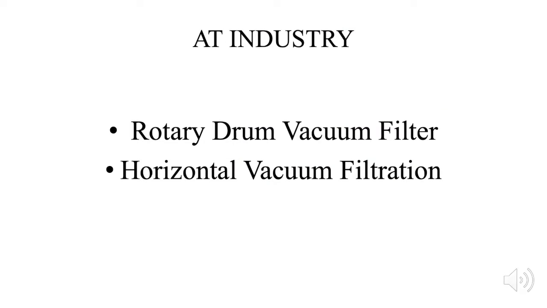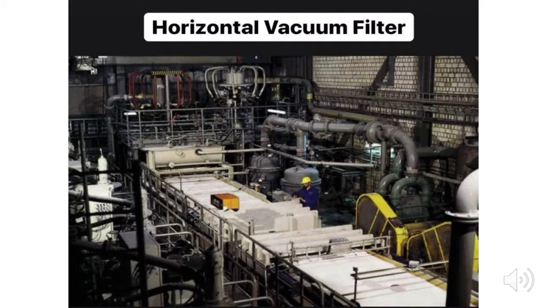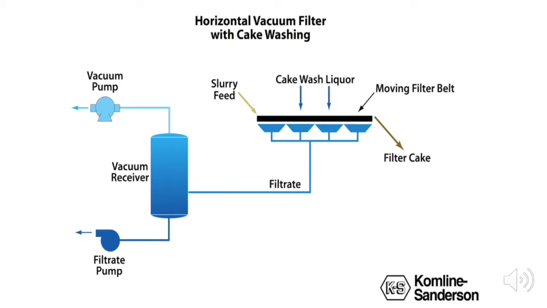For the industry, there are 2 types of vacuum filter, which are rotary drum vacuum filter and horizontal vacuum filtration. For the horizontal vacuum filtration, I will only explain briefly because the use area is not related to food processing, as it is typically used for the filtration of crystalline slurries and washing of the filter cake. So this is the diagram of the process for the horizontal vacuum filtration.